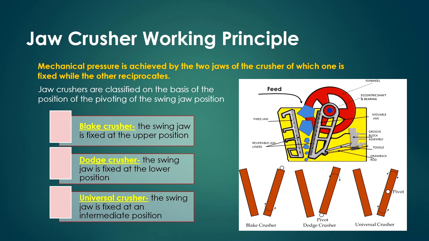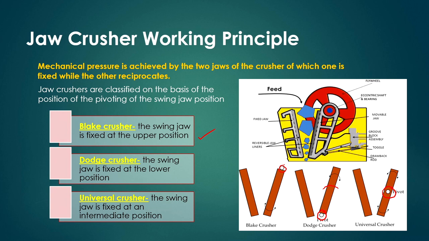One is called Blake crusher. In this case, the swing jaw is pivoted at the upper position. You will see in the picture here, this Blake jaw crusher is pivoting at this upper position. Whereas in the Dodge crusher, the swing jaw is pivoted at a lower end position here, and in the universal crusher, the jaw is pivoted at an intermediate position.